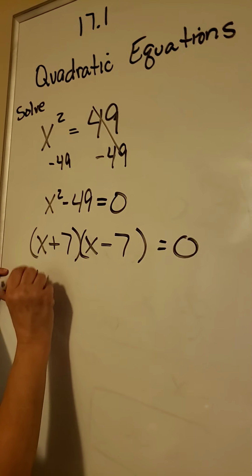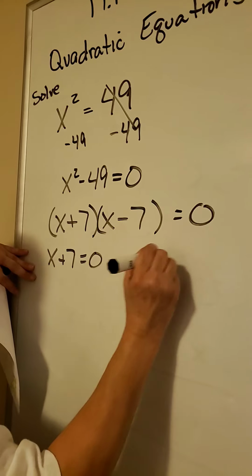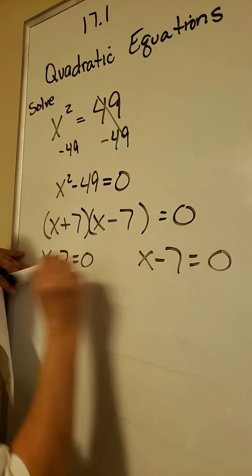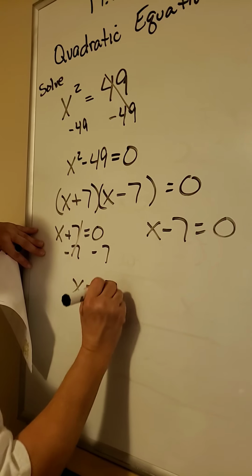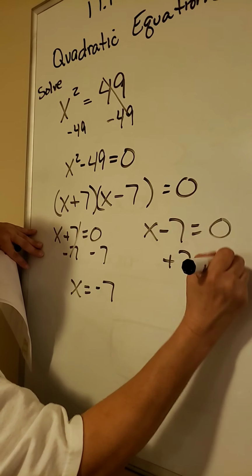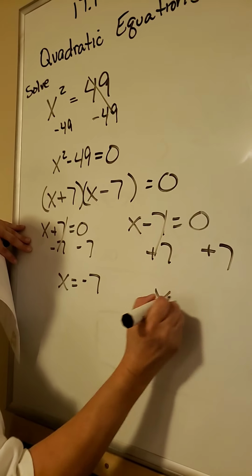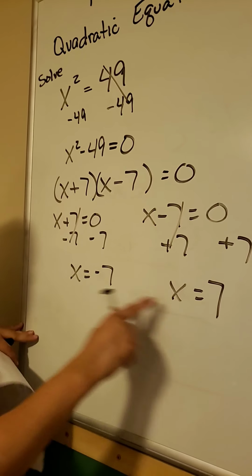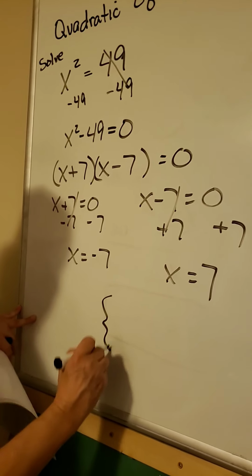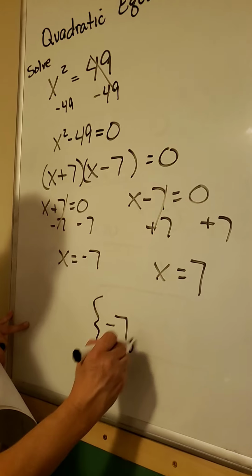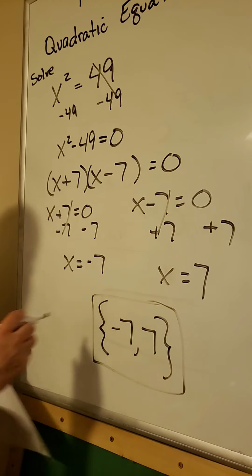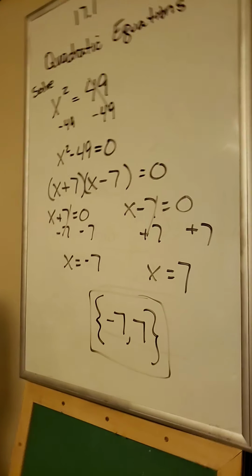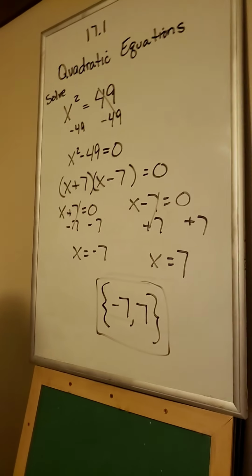I have to use my 0 property so I can solve this. And since this is a quadratic, I know that both of these that I solve for are going to be in my solution set. I don't have to worry about going back and finding out if one of them is extraneous.